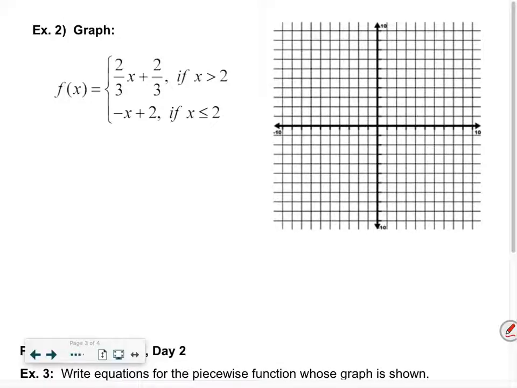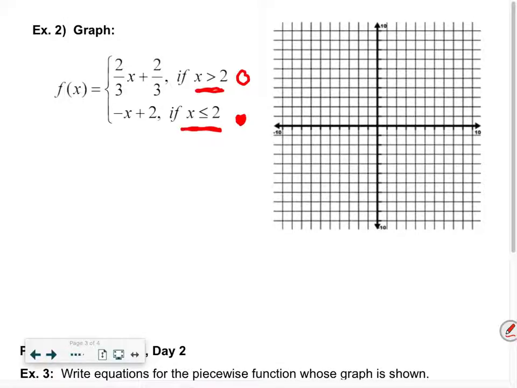Alright, so here, where is my x broken? At 2. Is my top one an open or a closed dot? Does it include equals to? It's an open one. It's open because there's not an equal to, which means this one's closed.